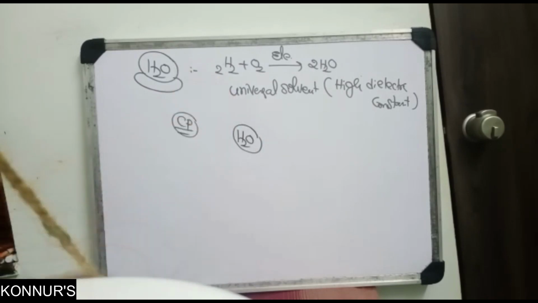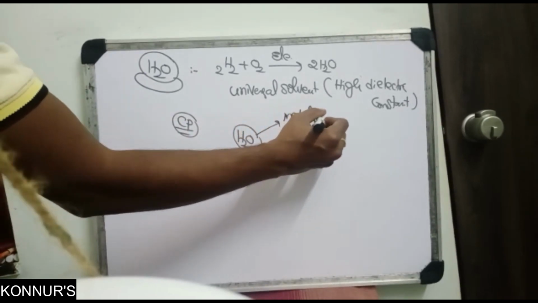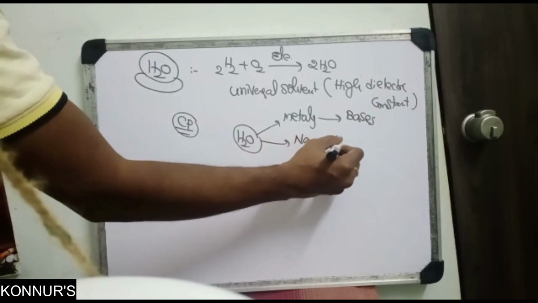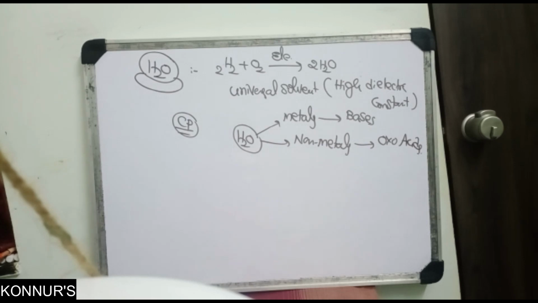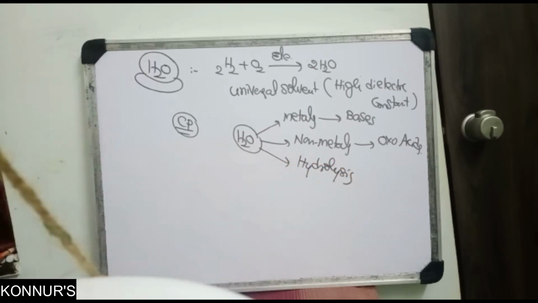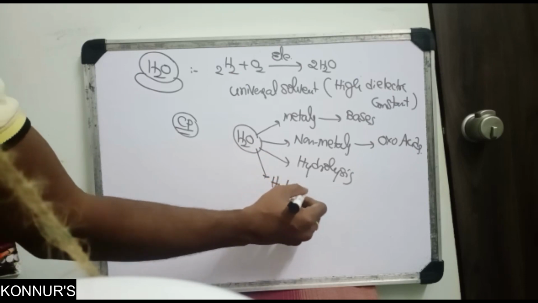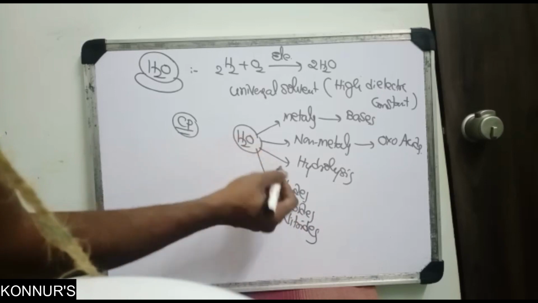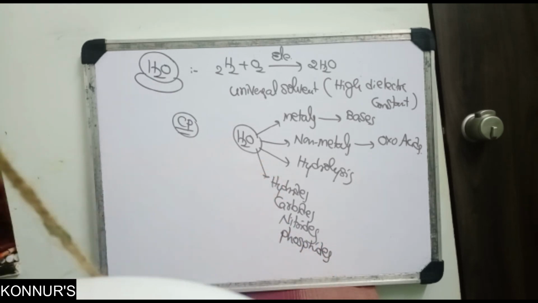See, water is reactive with metals. When it reacts with metals, you get bases. Next, it is reactive with non-metals; with non-metals you get oxo acids. Not only that, when water is added, we call it hydrolysis. Next, hydrides, carbides, nitrides, and phosphides are all reactive, so they also react with water.